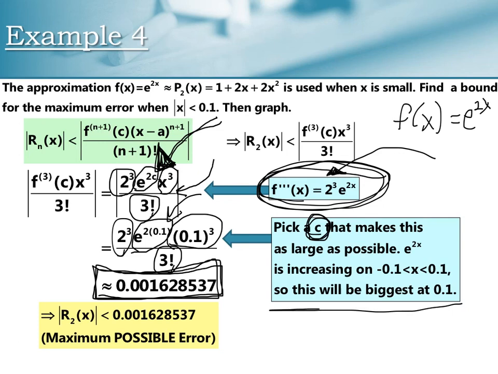And since e to the 2x is an increasing function, the reason that I knew it was 0.1 and not any other value was just because I know how e to the 2x behaves. e to the 2x is exponential growth. It's monotonically increasing. That function is getting larger and larger for bigger x values. So I wanted the biggest x value possible. Now there's other functions out there that are not monotonically increasing, and so it's not always the endpoints of the interval. But oftentimes it will be.